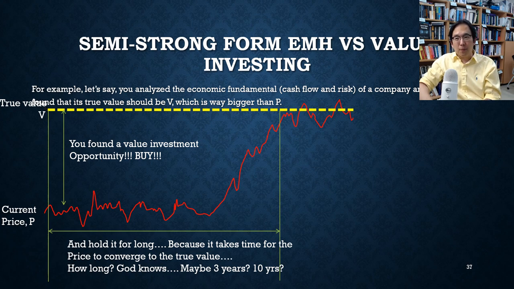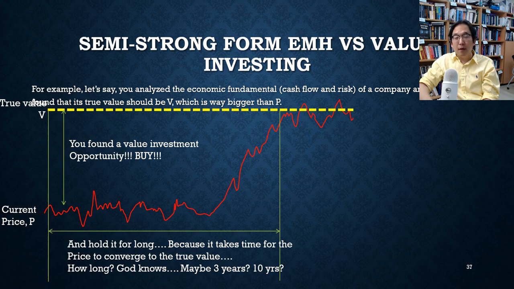Then what do you do? You buy it right now, buy low, and maybe 1 year down the road, maybe 3 years down the road, the price will converge to the true value that you estimated. By that time, you will sell high and then say bye-bye. Okay? So that's the idea of value investing. Okay? Good value. Yeah, it's undervalued. Let's buy it. So that's Warren Buffett kind of guy's ideas.